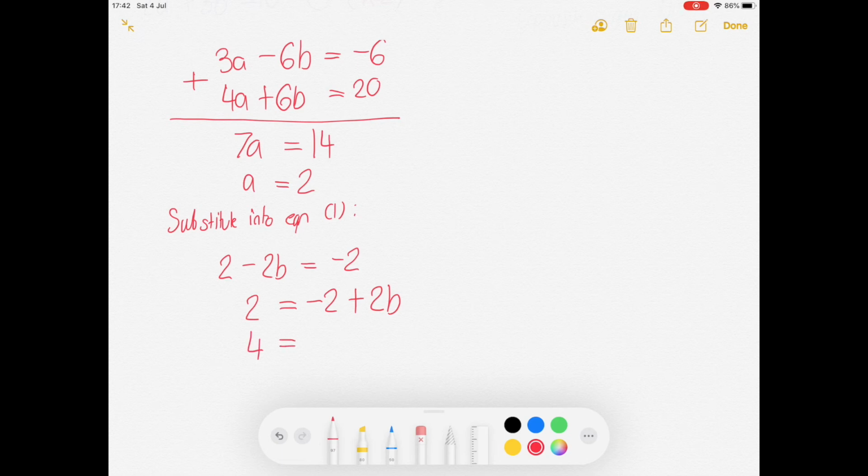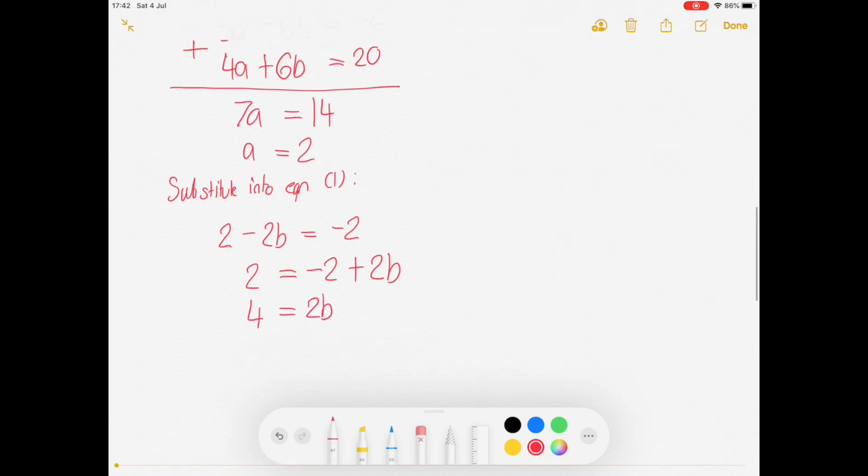4 equals 2b. And then again, what's stopping us from having b on its own? Well, it's the 2 in front of it. And you should know by now that 2b is actually 2 times b, so I need to divide by 2 on both sides. So that becomes b equals 2. We've solved the equation. a equals 2 and b equals 2. Perfect.